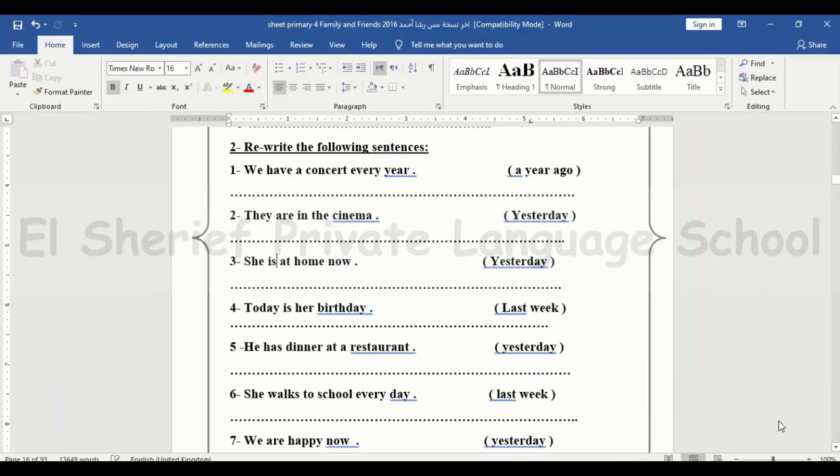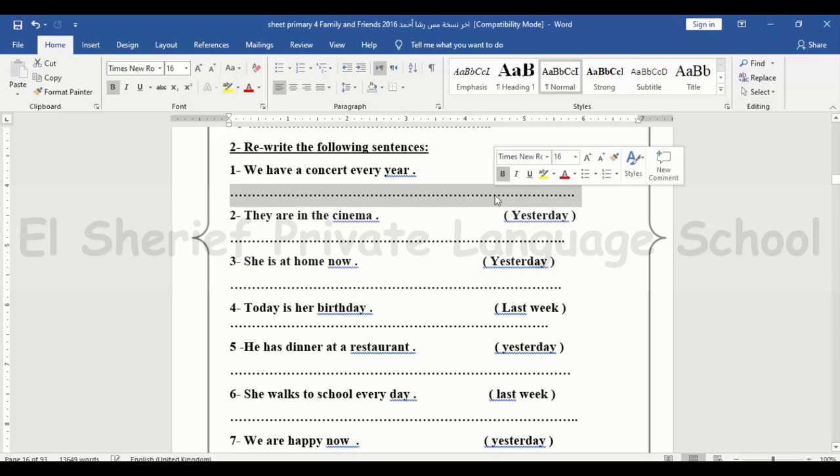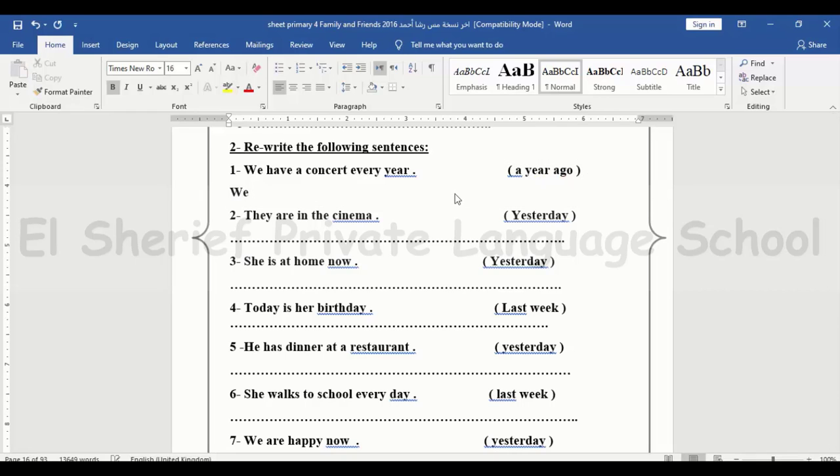Let's do some exercise on past simple tense. The first one, rewrite the following sentences. Question number 1, we have a concert every day. Use a year ago. As you know, a year ago is a keyword of past simple tense. So we say we, and the past form of have is had. We had a concert a year ago. Again, we had a concert a year ago.